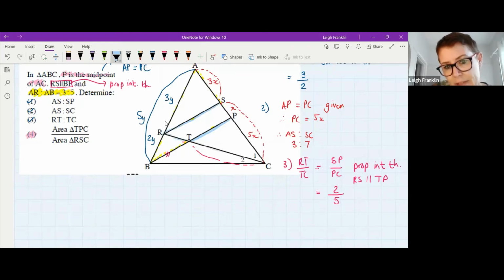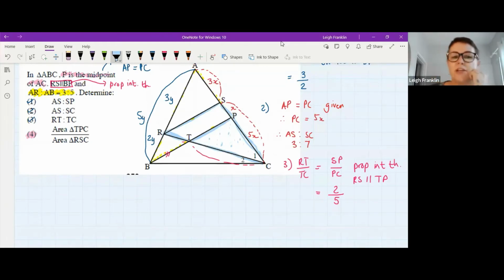The other hint that we need to use the area rule rather than the area formula is the fact that these two triangles share an angle. Okay, so now I've highlighted them both in blue. Here's TPC. This is TPC over here, right? And RSC is this one over here, just inside. Okay, all the blue.